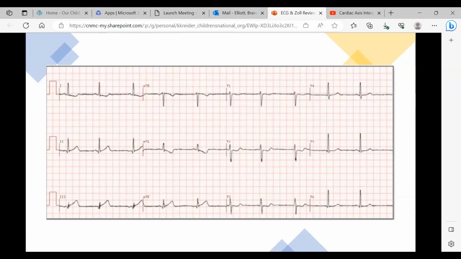So what part of the heart feels involved? Exactly. Where's the infarct happening with your ECG leads? I'll let Sally answer.